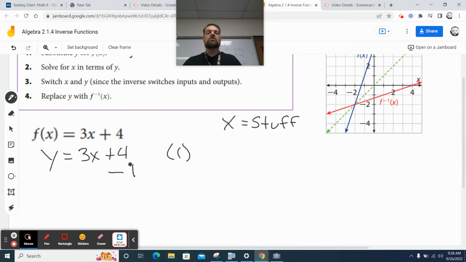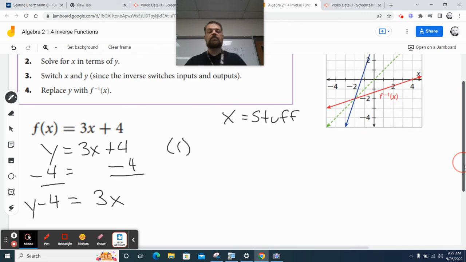Minus 4. So I'm going to subtract 4 from this side because that's the inverse operation of adding. And whatever I do on one side of the equation, I have to do to the other. 4 minus 4 is 0. 0 plus 3x is 3x. And then over here, I get 4 minus y. They're not like terms, so I can't do anything. I just leave them the way they are.